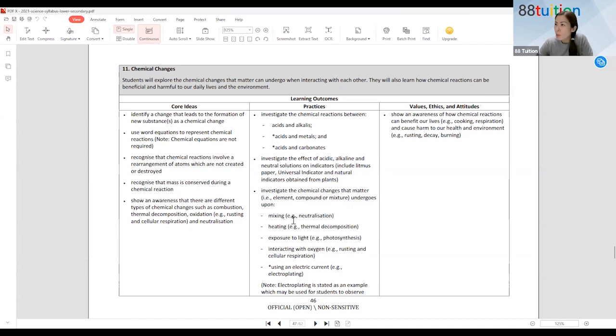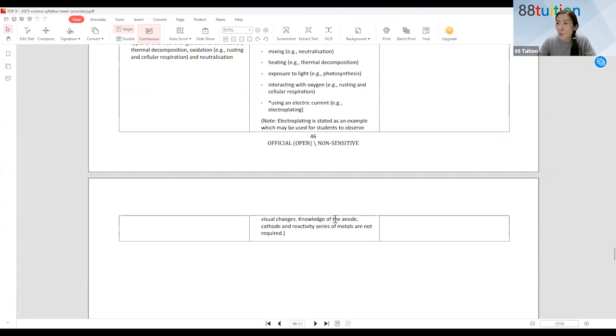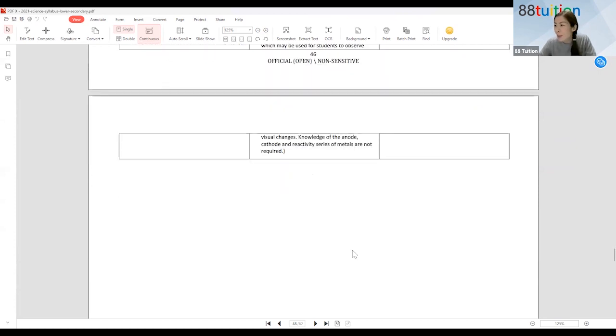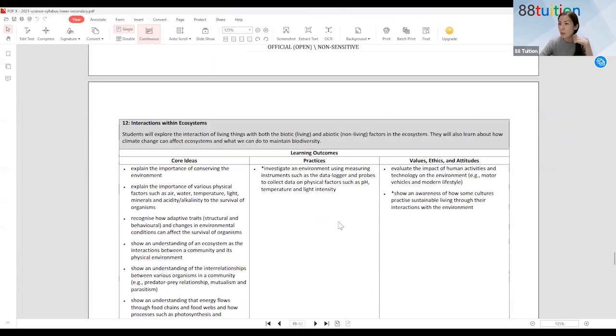You need to know these various chemical changes caused by mixing, heating, exposure to light, interacting with oxygen, and using electric current, like photosynthesis. Electroplating is an example of electrolysis, how we make use of it in our daily life. This is what you must know. You don't need to know too much about electrolysis. You will learn it in detail in Sec 4 or the later part of Sec 3, depending on how your school wants to teach the various topics.